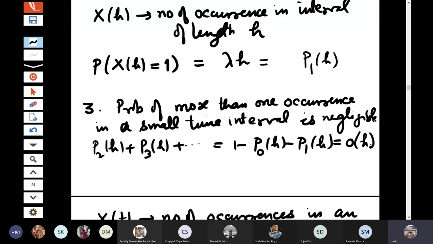Those who have done programming and data structures, probably you are aware of this notation. So o(h) by h is a number something like this. See, if I say half, what is half square? Half square is less than half. Half cube is less than half square. That means progressively it will become 0. Like if I take half to the power n, it goes to 0. So by this I mean that o(h) by h goes to 0 as h tends to 0. So o(h) is a small amount. So the probability of more than one occurrence in a small time interval is negligible.